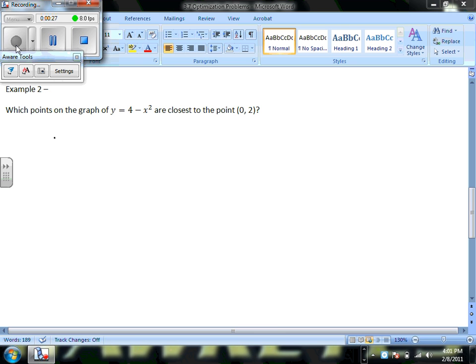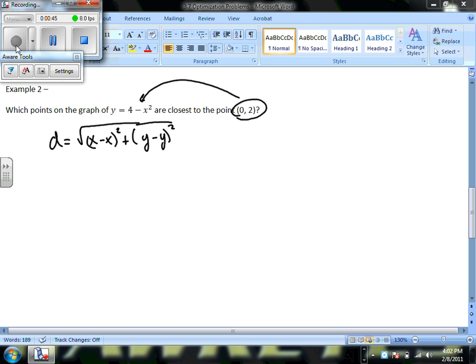Our distance formula: distance equals the square root of (x minus x) squared plus (y minus y) squared. We want to minimize our distance. Well, we know one point that we have, but we don't know another point. We don't know the closest point on that one. But we do know one point. We know (0, 2). So let's go ahead and plug in (0, 2). So we know the distance equals the square root of (x minus 0) squared plus (y minus 2) squared. Let's go ahead and do that.